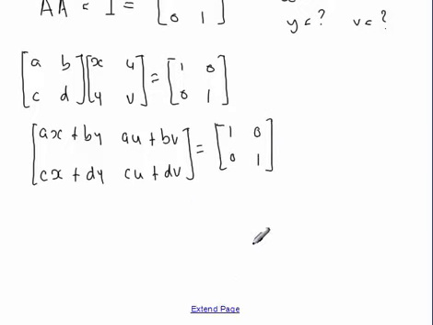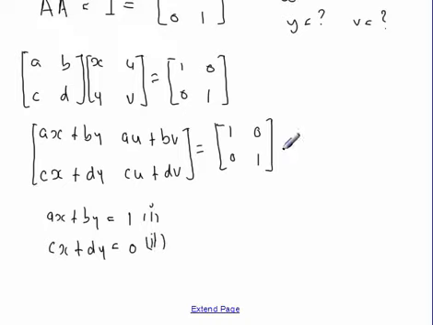Beautiful. What does this mean? It means that these matrices are equal, isn't it? When we say matrices are equal like this, we simply mean that AX plus BY is equal to 1. That is the equality of matrices. Then CX plus DY equals 0. This is a system of equations: equation 1, equation 2, with unknowns X and Y. Do you agree?